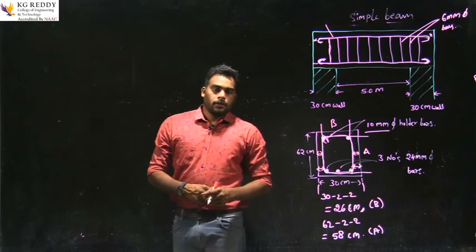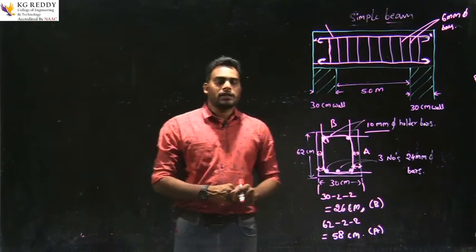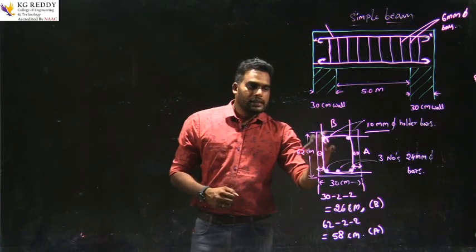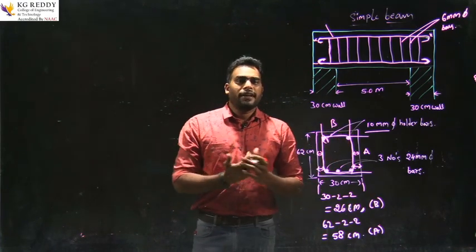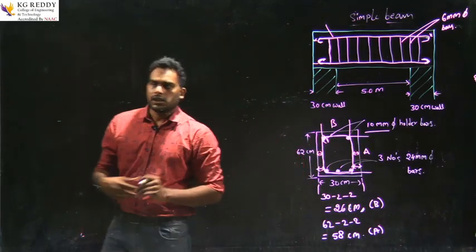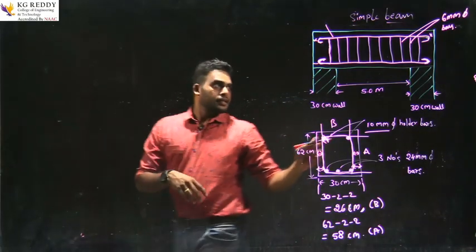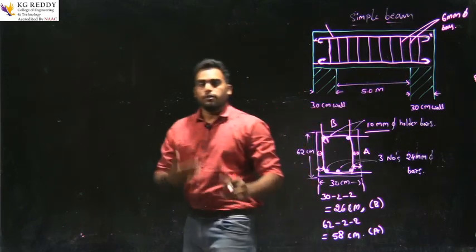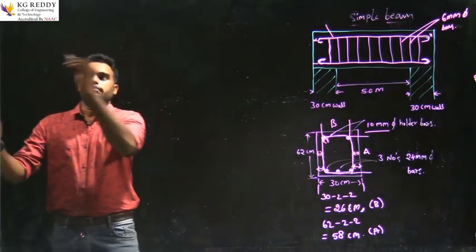Now we will find the length of the stirrup. So this is the stirrup. There is a formula to find the length of the stirrup. Here the diameter is mentioned as 6 mm. So now we will calculate the length of the stirrup by using the formula.